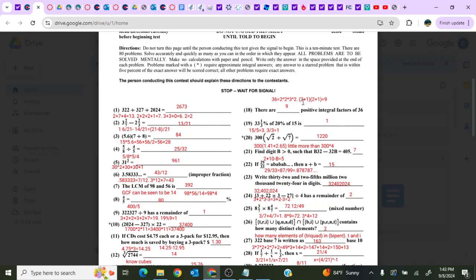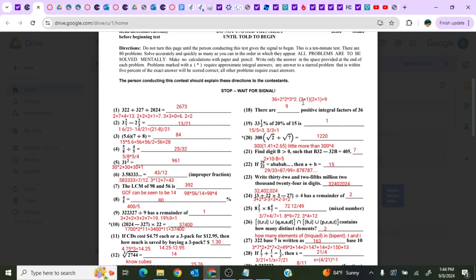19, 33 and 1/3% of 20% of 15 is what? Well, what is 20% of 15? 20% is 1/5. So 15 divided by 5 is 3. And then 33 and 1/3% is 1/3. So divide that by 3 again, and you get 1.